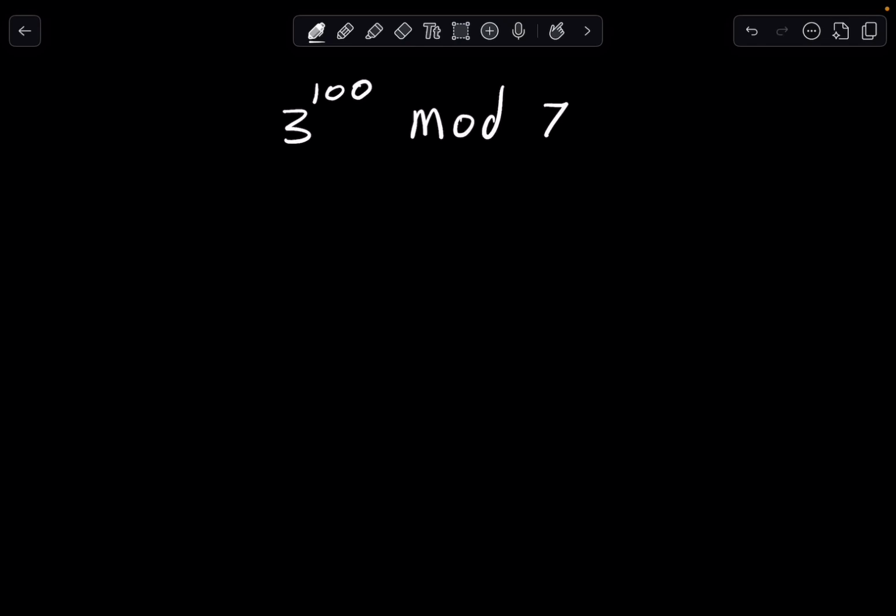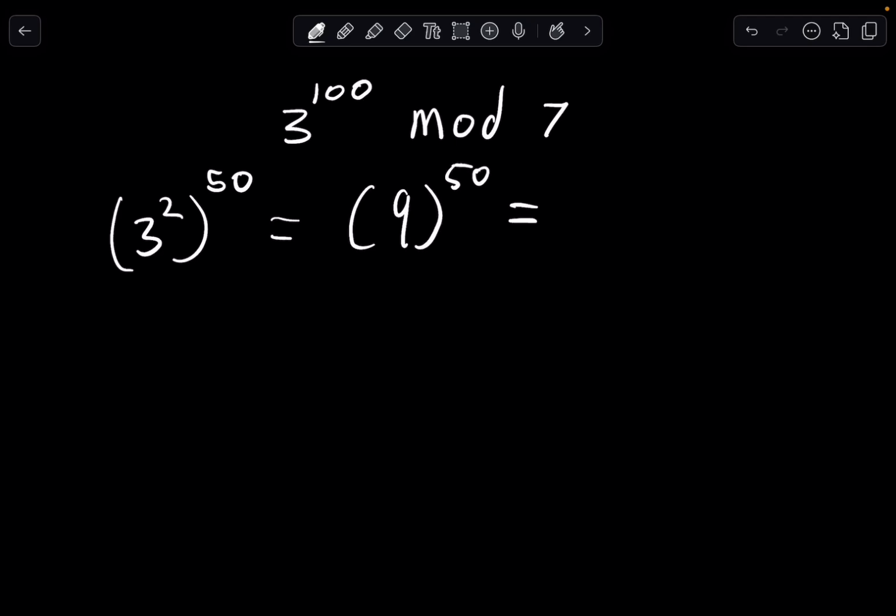Okay. If you said moving the powers around or had an idea similar like that, such as doing 3 to the 2 to the 50, then you would be correct. Because when we do this, this ends up becoming 9 to the 50, which, remember what we said, was congruent to 2. So we can replace the 9 altogether with 2 to the 50.